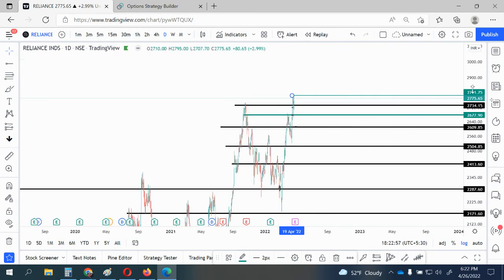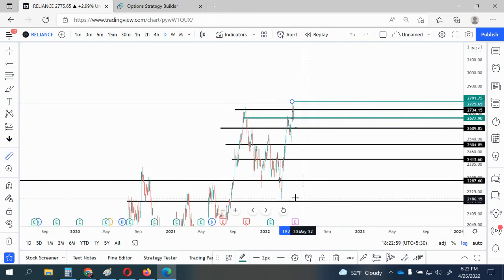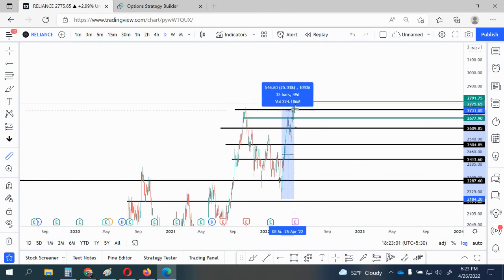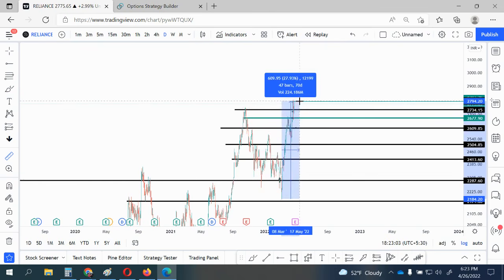Okay, so this would help you for sure. See how much of a movement Reliance made. In 70 days, Reliance has made already 28%. So do you think the debit spread would work over here, right?